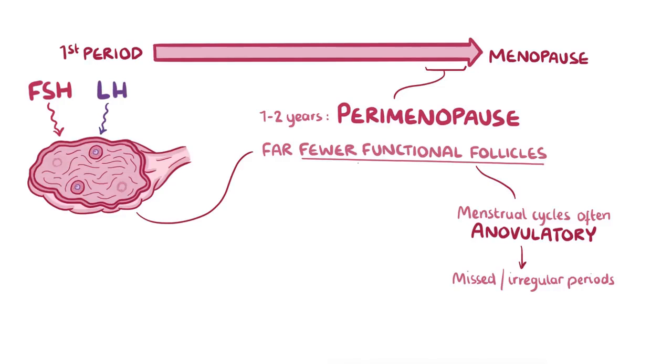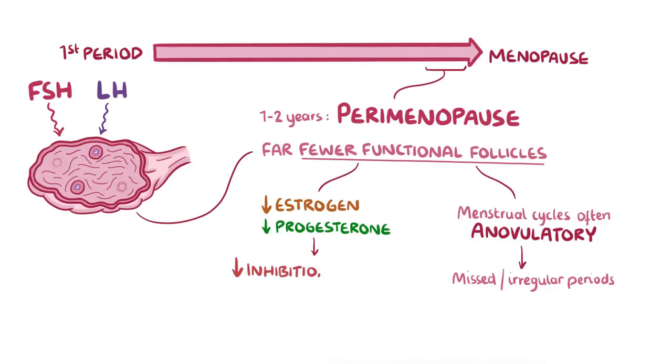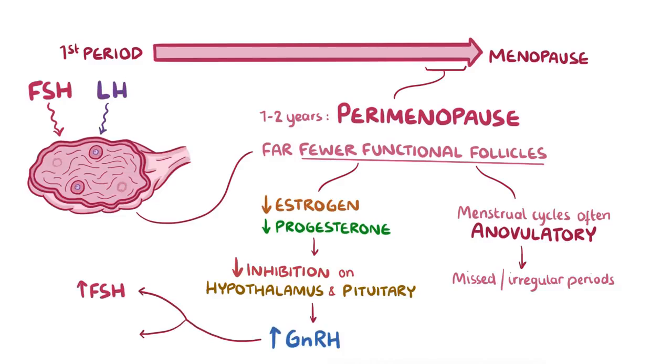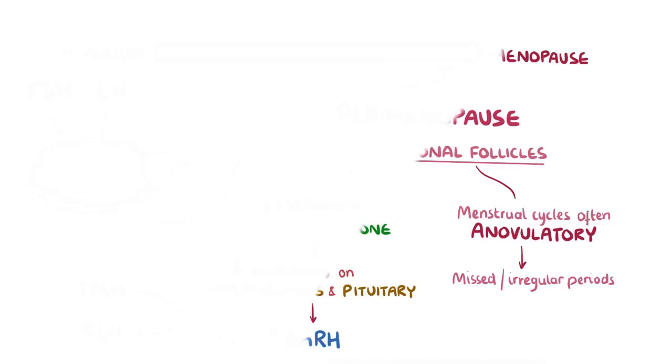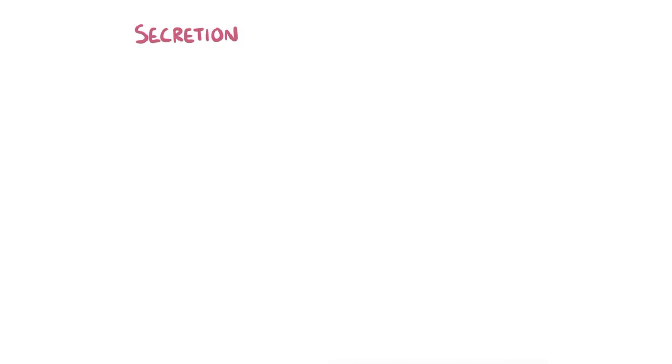And fewer follicles also means less estrogen and progesterone, so less inhibition on the hypothalamus and pituitary. And in turn, the hypothalamus and pituitary produce more frequent, larger bursts of GnRH, FSH, and LH. The difference is, though, that the pattern of secretion is much more erratic than during the reproductive period.